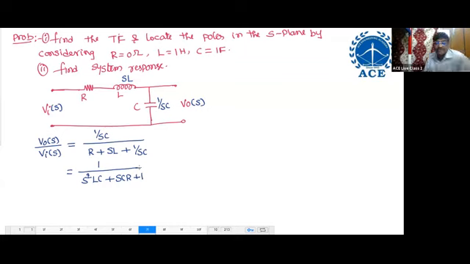Now substitute the RLC values. R is 0, so the middle term is 0. Then the transfer function becomes V naught of S by VI of S equal to 1 by S square plus 1. Now locate the poles in the S plane.